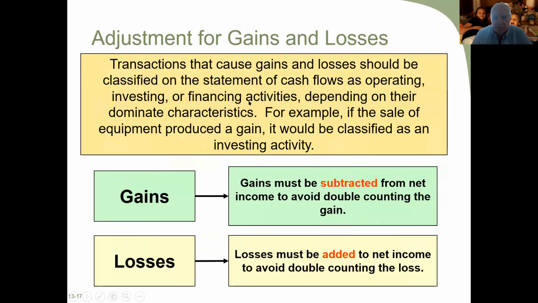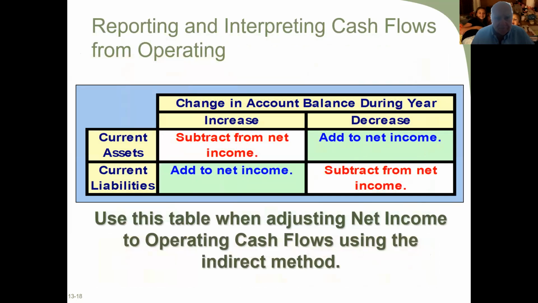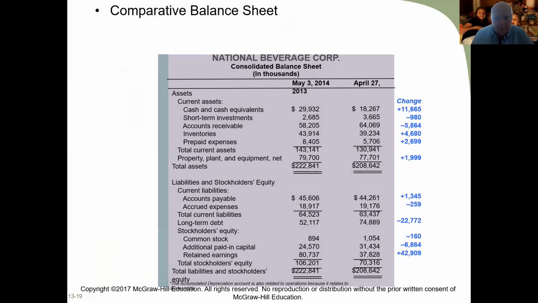Here is a little explanation on why we have to subtract any gains from the sale of a fixed asset, because this gain is already in our overall net income. If we didn't take it out, we would be double counting it, and we would not be able to tie out our cash flow statement. I'm going to skip that.